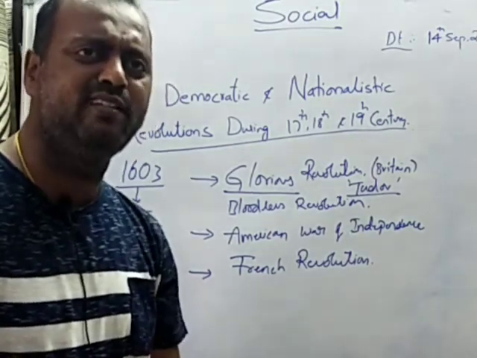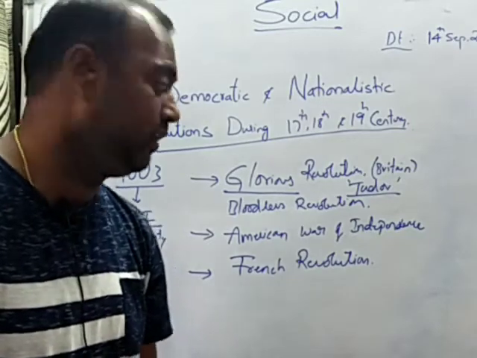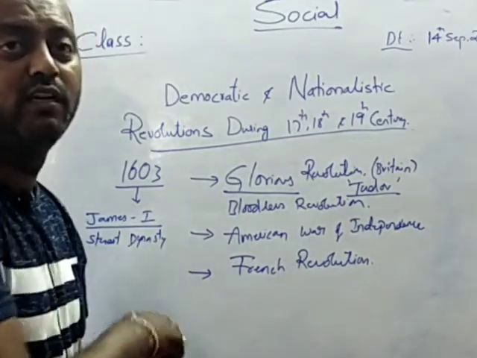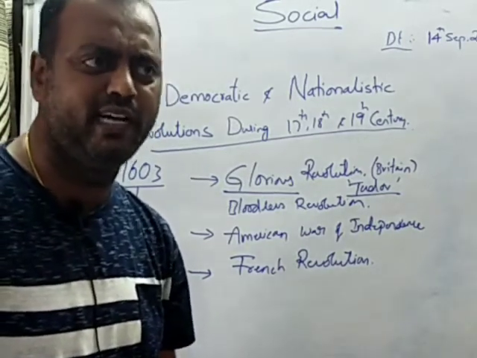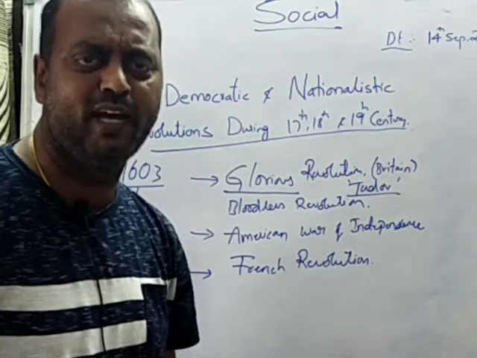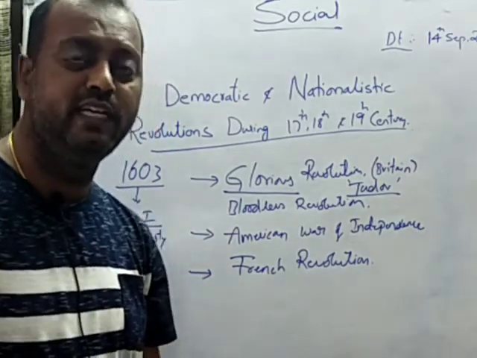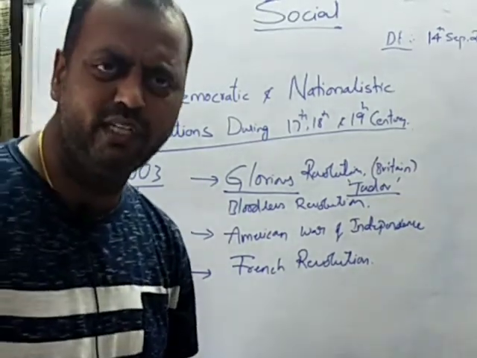So James I was succeeded by another king called Charles I. After James I, it is ruled by Charles I. So Charles I dissolved the parliament. The entire parliament he dissolved. There is no need for parliament, he believed. So he ruled for 11 years without any parliament.